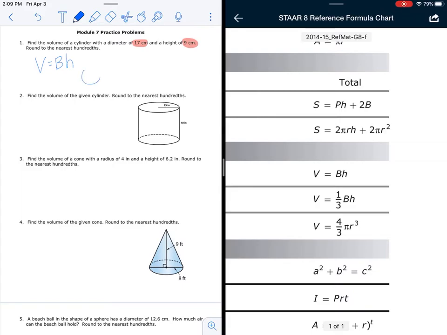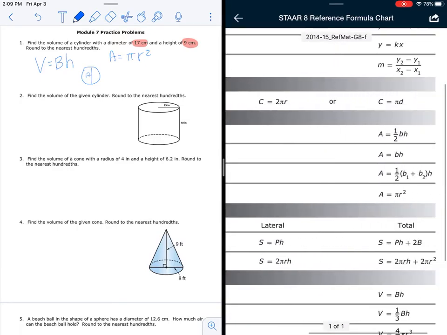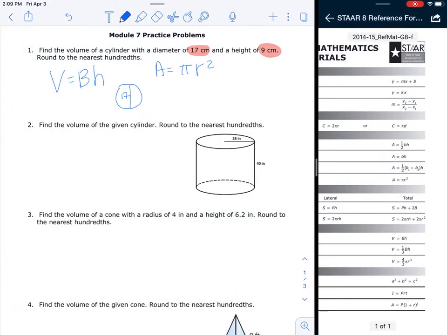And because we have that circle with a diameter of 17, I know that the area of the circle would just be pi r squared, and that's also on our STAR chart, which is right here, area of the circle is right there. So now I'm going to figure out our big B by doing the pi r squared, and I know that the diameter is 17, making the radius 8.5, which is half of 17. So I'm going to do pi times 8.5 squared, and I'm going to find the big B.